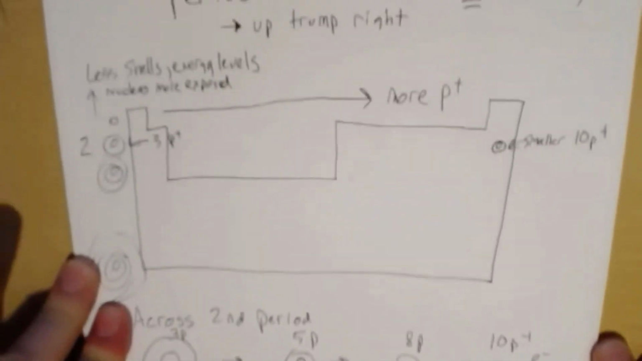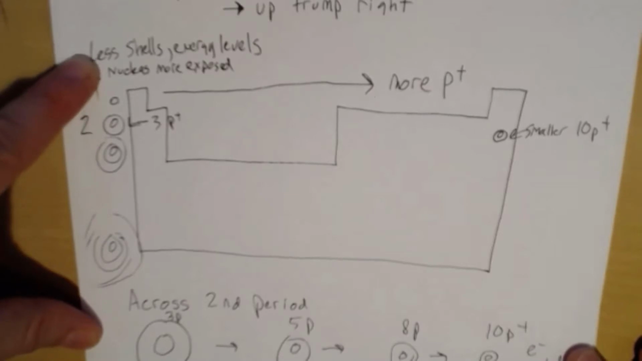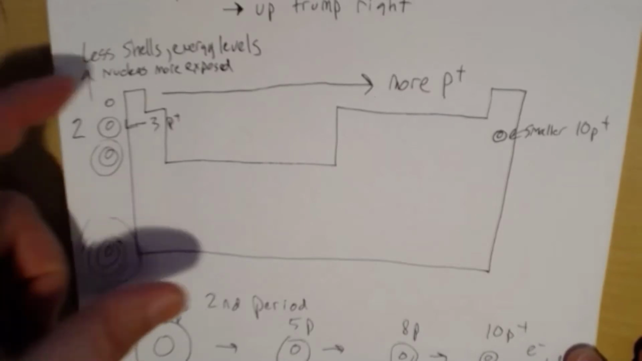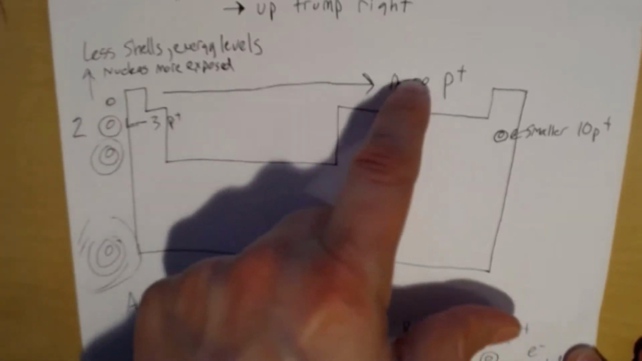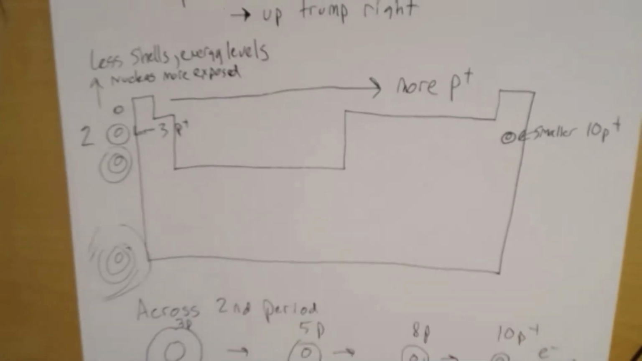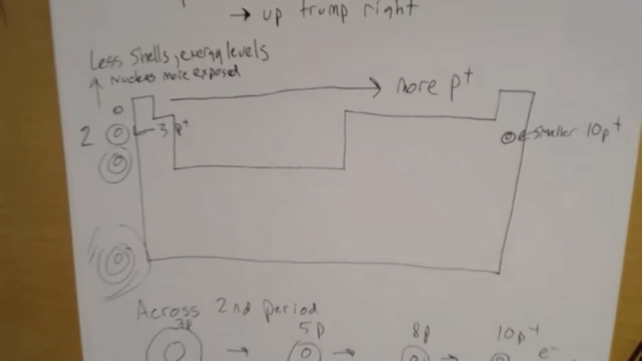So let's go back. Again, as you go up, you have fewer shells and the nucleus is more exposed. As you go down, you have more shells. As you go across, you get more protons, so the more protons have a stronger pulling force. And so this is the up and to the right. Yeah? Okay. Let's continue.